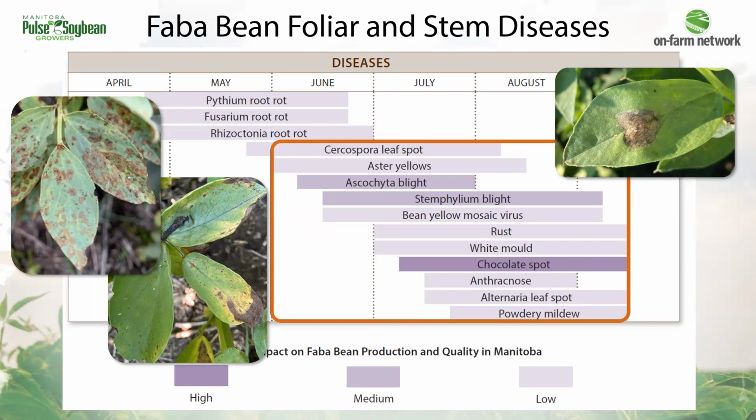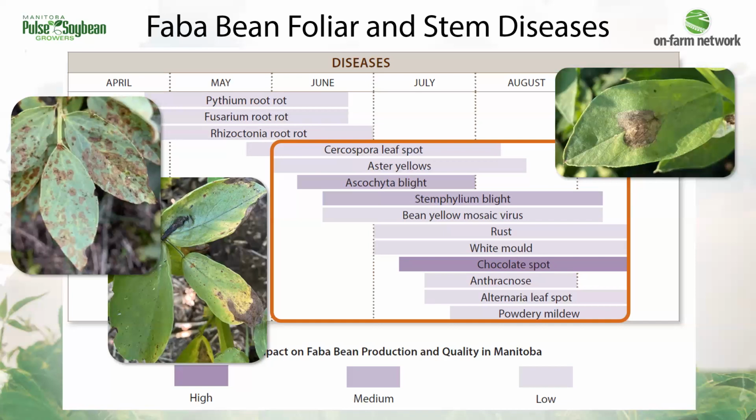In Saskatchewan, they did an informal survey to identify and document the foliar diseases they were finding infecting faba beans, and they took those leaf samples and submitted them to their crop protection lab. Stemphylium blight and chocolate spot were found in 61% of those samples. Those two were the most common. And then Alternaria leaf spot was found in 28% of the samples they submitted.